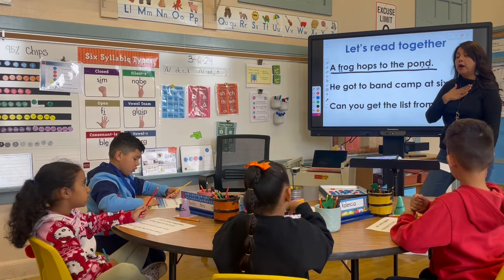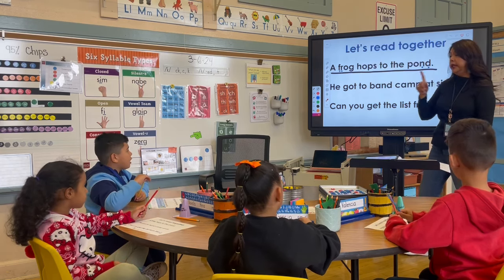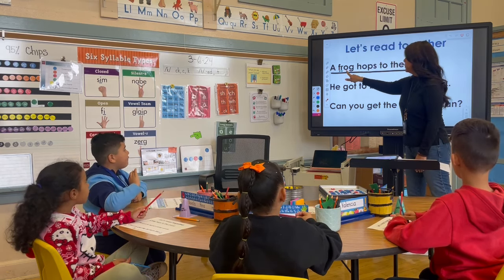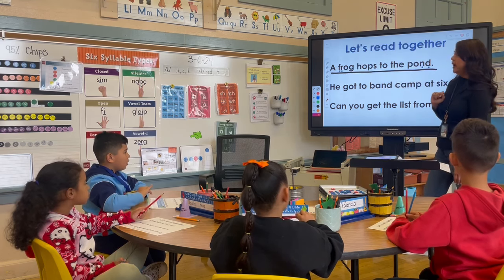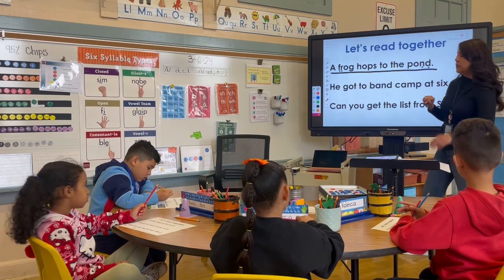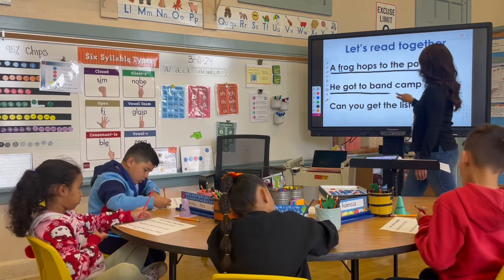Oh, I hear Miss Campos reading, but I don't hear you guys. So now Miss Campos is not going to read. Here we go. A frog hops to the pond. Excellent. And there's our period to stop our sentence. Okay, get your pencil. Underline sentence number 2.